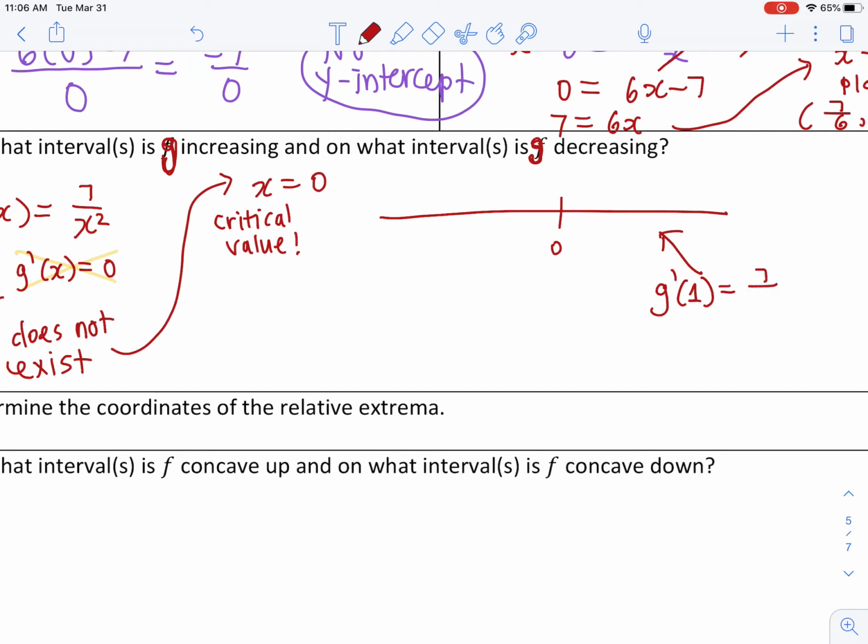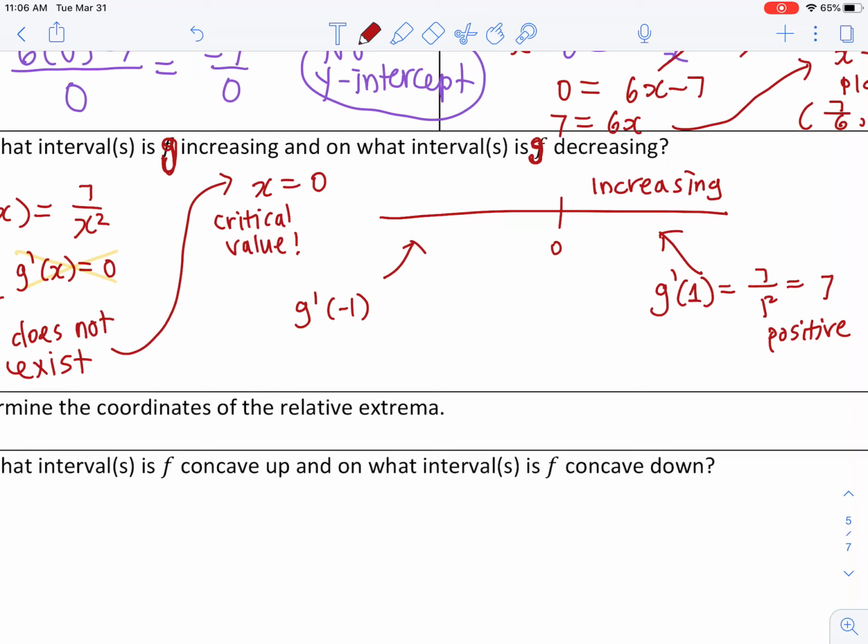Let's plug in a number that's greater than 0, say 1, into our derivative function. That's going to be just positive 7. So I know this section is positive in the derivative sign. Because the first derivative came out to be positive, we know this function is increasing to the right side of 0.